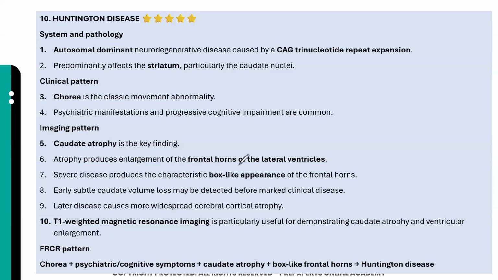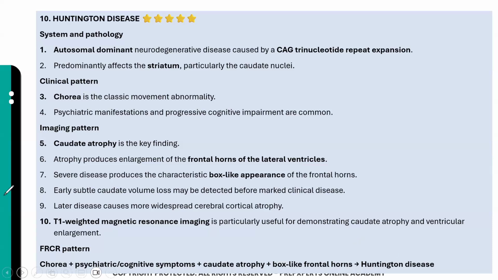Atrophy produces enlargement of the frontal horn of the lateral ventricles. They will give box-like appearance. Early subtle caudate volume loss may be detected before even marked clinical disease. Later disease causes more widespread cerebral cortical atrophy. T1 is important. That will demonstrate caudate atrophy and ventricular enlargement. So T1 is good here. For chorea, psychiatric symptoms, caudate atrophy, box-like frontal horns, that is your Huntington disease.